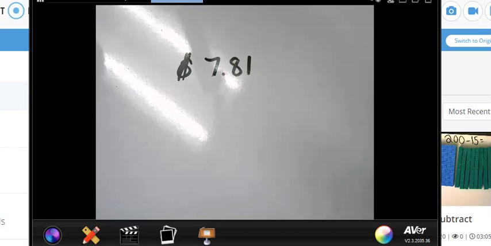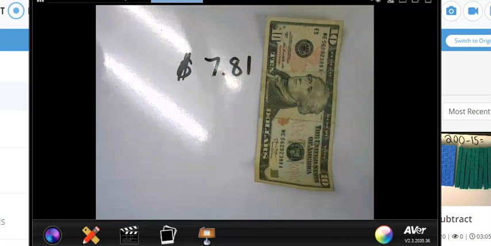Okay, so we're going to pretend that I went to HEB yesterday and I spent $7.81. I did go to HEB yesterday. I got some milk, some coffee creamer, and a candy bar. So I'm going to pay with a 10. The cashier tells me I owe $7.81, and I give her a $10 bill. How much change is she going to give me back?